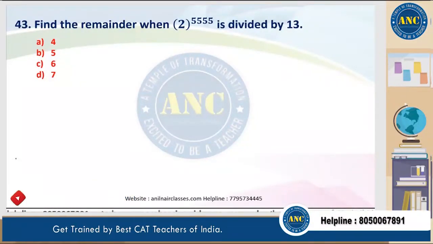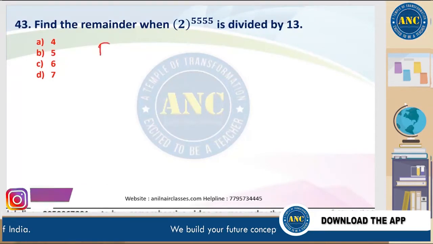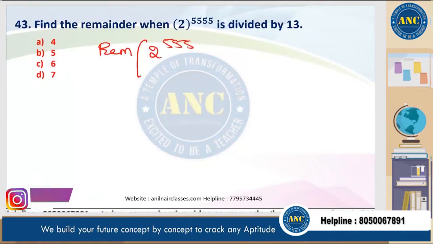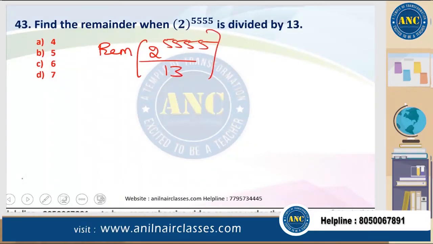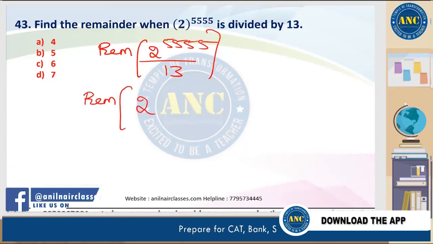Find the remainder when 2 power 55555 is divided by 13. So this is nothing but 2 power 55555 divided by 13. The denominator 13 is a prime number, so you can apply Fermat's theorem.